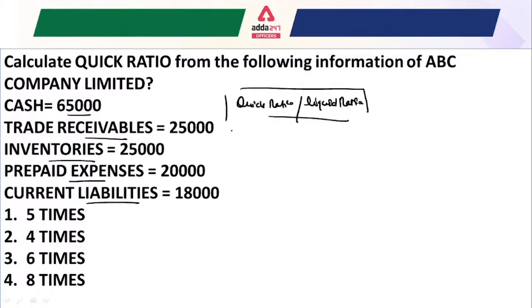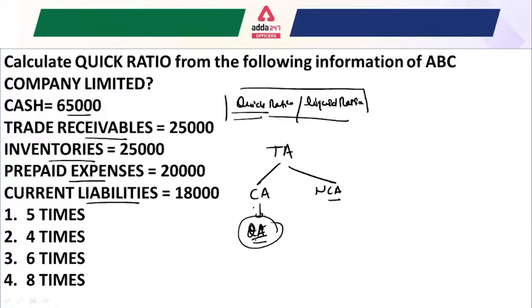Those assets which are not quick assets cannot be current assets. Total assets are made up of current assets as well as non-current assets, and the quick asset is a part of the current asset. That means the more liquid assets that you can convert into cash as soon as possible. That asset is known as a quick asset, right?